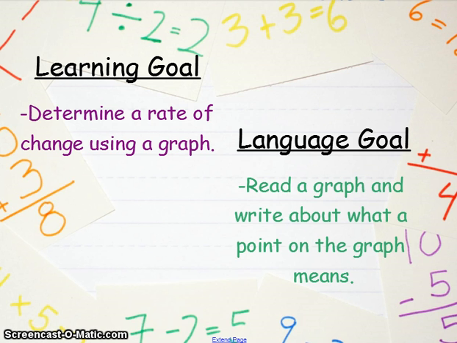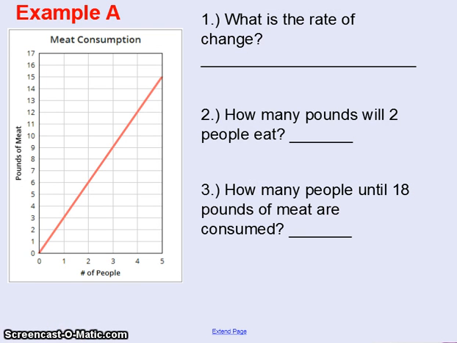Okay, our learning goal today is to determine the rate of change using a graph. And then our language goal, we want to read a graph and write about what a point on the graph means, what it represents. Okay, so let's look at example A. The first thing that I want to look at when I'm looking at my graph is I want to plot points on my graph. And these can't just be points anywhere on your graph. You have to put a point where all 3 lines intersect.